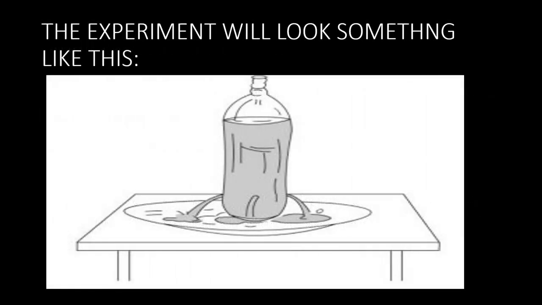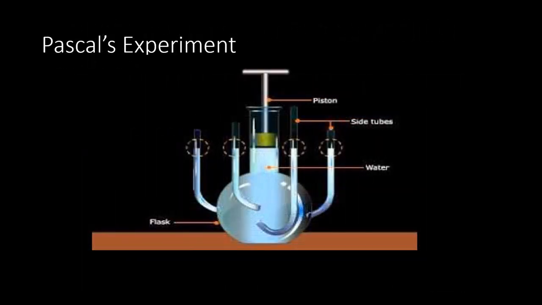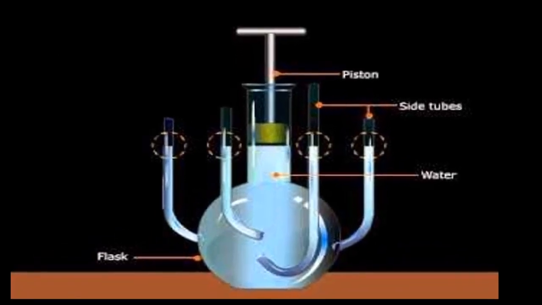The experiment is going to look something like this. This is what Pascal's experiment looked like. At the top was a piston, and the piston was about to be pushed in a round bottom flask with side tubes. The flask was filled with water.